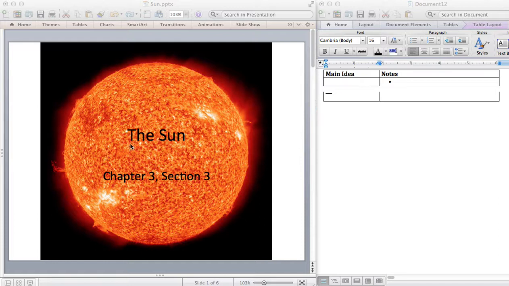Sun, right? A very, very important part of our solar system. So we are going to be focusing on where the sun gets its energy from, what the structure of the sun is, and then how this affects us here on the Earth. So let's go ahead and get started.